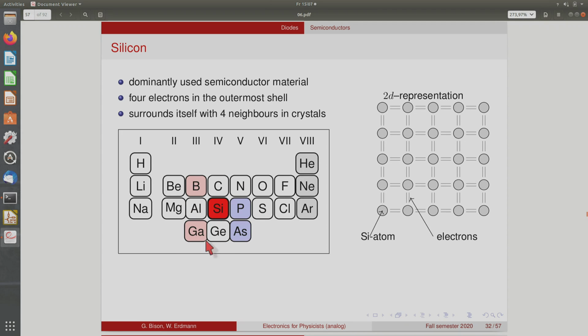And then if you look around the periodic table, left and right, you will see all the other materials that play a role in semiconductors. So you can have germanium, which forms similar crystals, but you can also combine 3 and 5 elements. For instance, gallium arsenide is another important semiconductor. And the other elements that you see here, boron and phosphorus, for instance, are used as dopants for doping silicon. So all the elements that are important for the semiconductor industry are very close together in the periodic table.